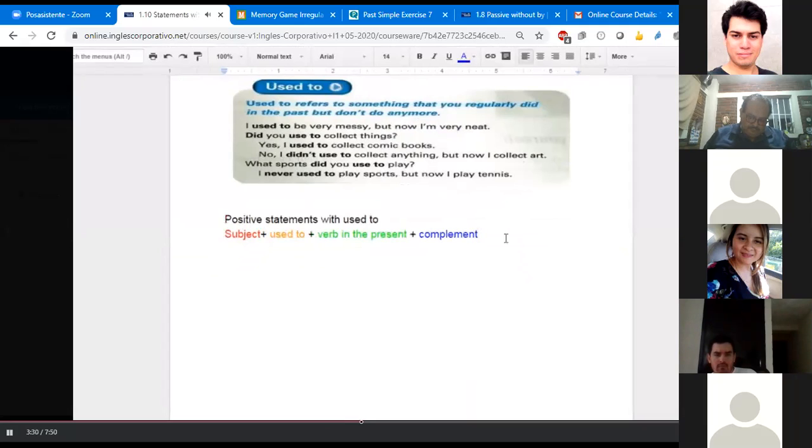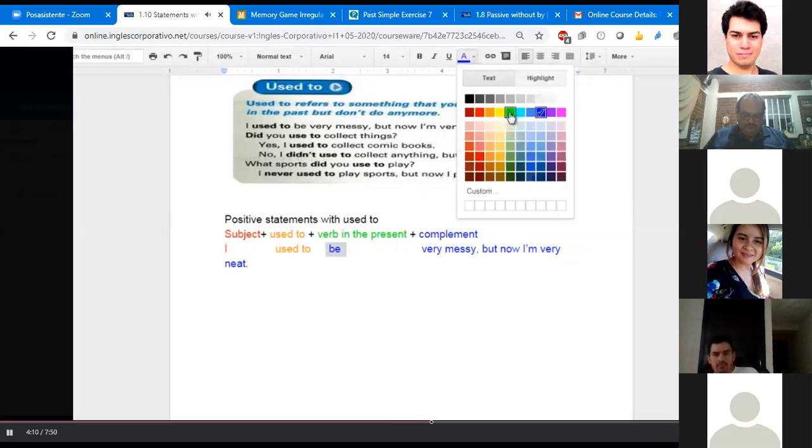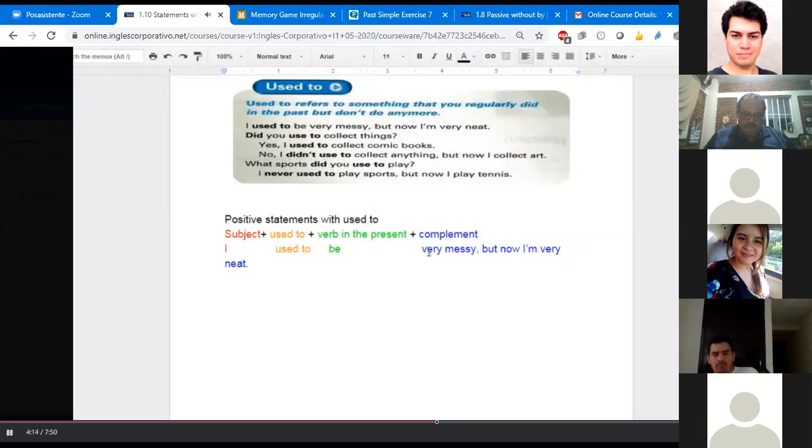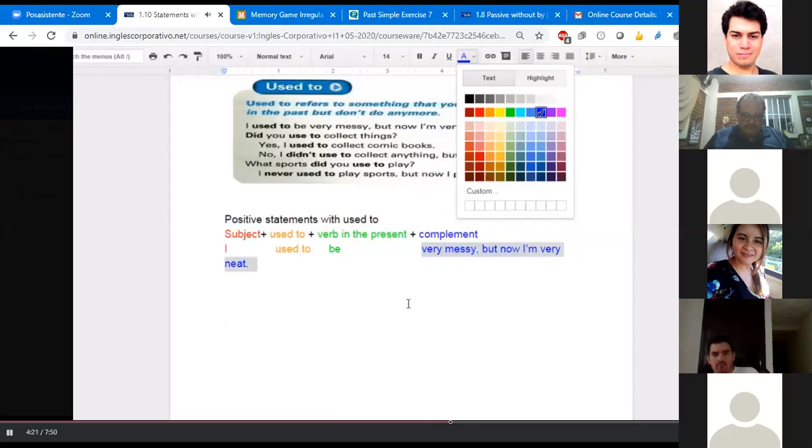So we're going to borrow that first example that you see there. We have I as the subject, and then this follows used to, and then we're going to have the verb. It's going to be in the present. So I used to, and in this case be, very messy, but now very neat. There we go. So the subject in our sentence is I. I'm going to go ahead and play with the colors right now. This follows used to. And then we have the verb to be. Now, this just happens to be the verb that we're using in this example, but it's not always going to be the verb to be. And then finally, we're going to have some sort of complement in order to finish that idea.